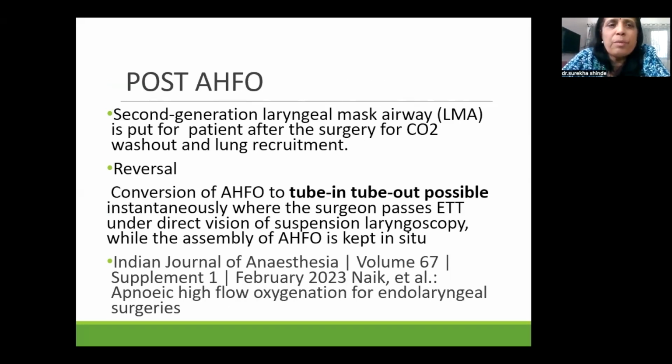Post HFO, we have to give a second generation laryngeal mask airway insertion. It is always inserted after the surgery is over and the patient is ventilated and CO2 washout is done and lung recruitment is done, because at that time the patient is not ventilating at all.